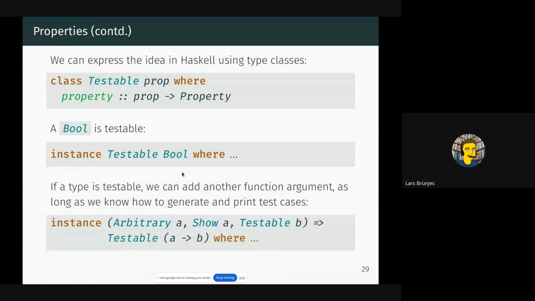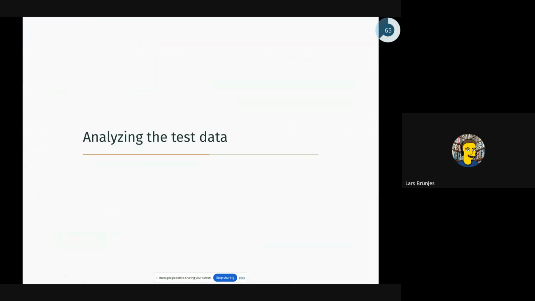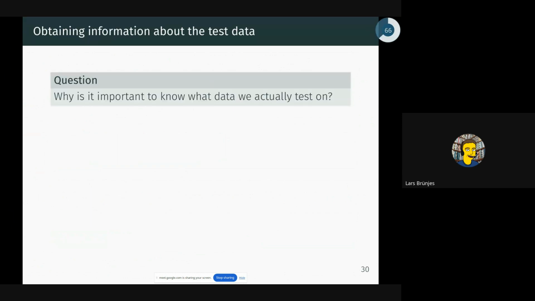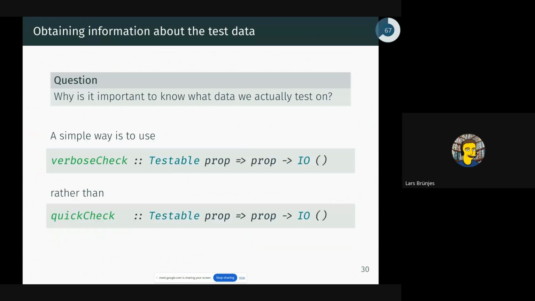Okay, so that's that. And now something a bit more practical again: analyzing test data. Until now we just see that QuickCheck says it tested 100 random examples, but we don't know what those examples are. And that might be important, and we'll come to that in a second.